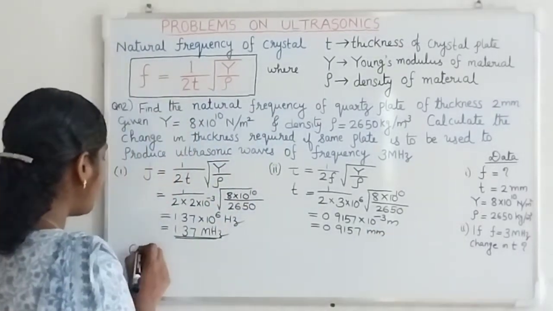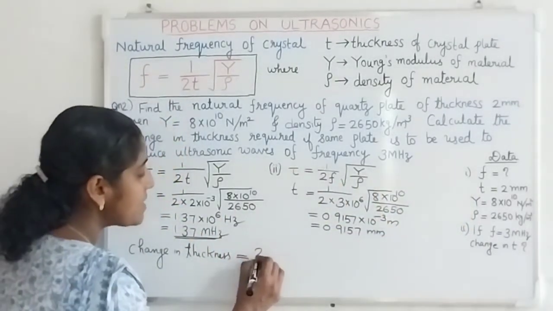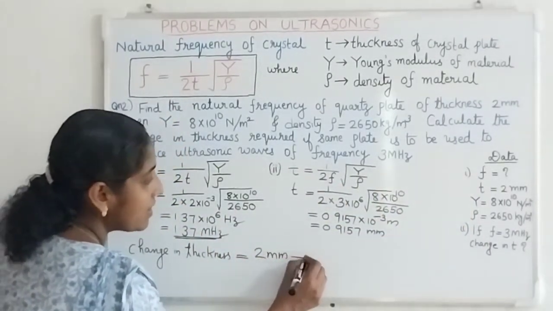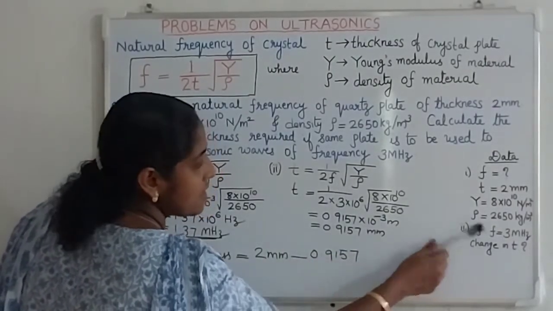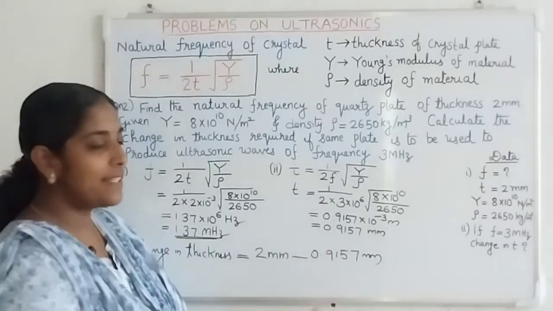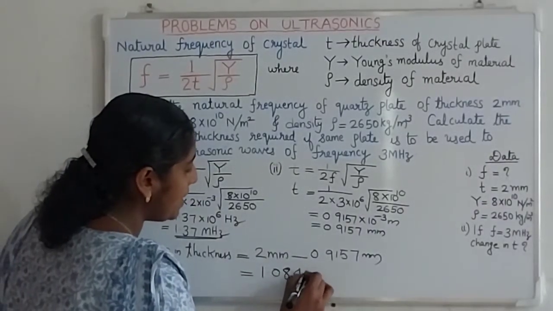Change in thickness equals 2 millimeter for the frequency 1.37 megahertz, minus 0.9157 millimeter to produce 3 megahertz. On subtracting this, we will get 1.0843 millimeter.